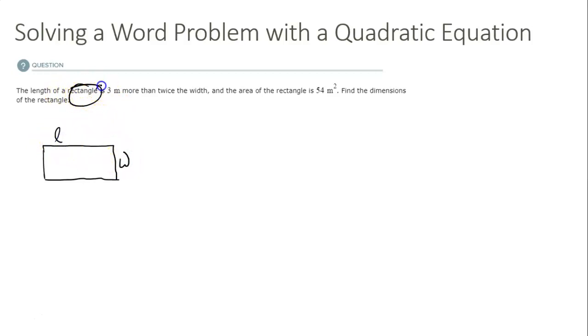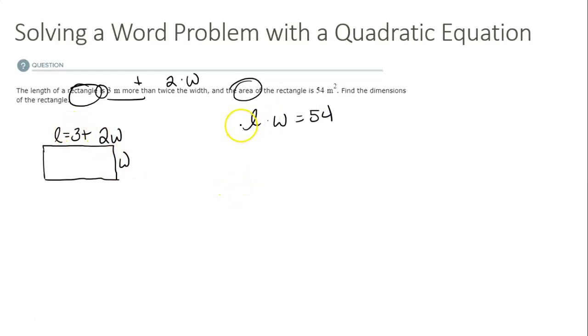It says the length of the rectangle is 3 more than, well that's 3 plus, twice, which means 2 times the width. And then it says we're finding the area. Well, remember, area is length times width. I know the length times the width is 54.